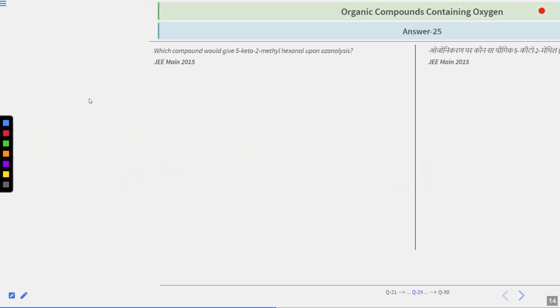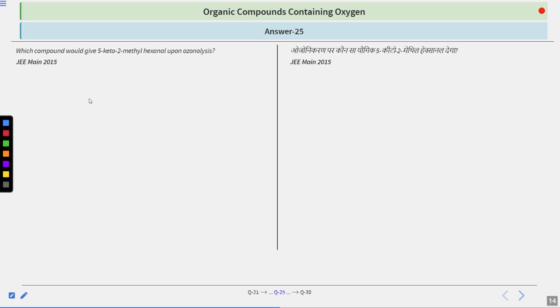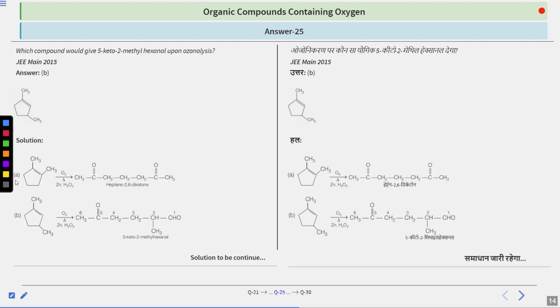The correct answer for the given question is option B, that is a cyclopentene ring having two methyl groups at first and third position. As given in the first option, a cyclopentene ring having first and second position attached with methyl groups, when you do ozonolysis of this in the presence of zinc and H2O2, you will get heptane 2,6 diketone. So what will happen?